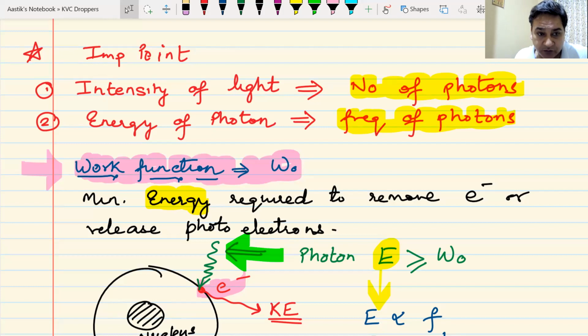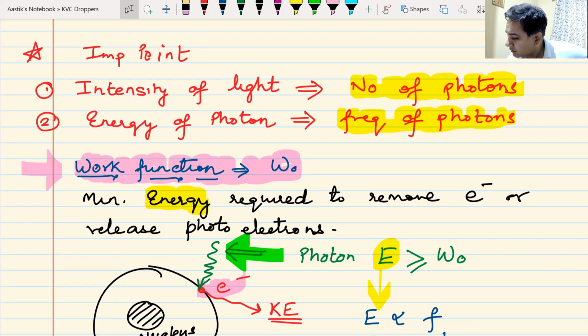What doubt do you have, sir? Intensity equals power by area, sir. P by A. Yes, that is just a formula. You just remember the formula, beta. Sir, after that, nhf by 80. After that, what? nhf by 80.